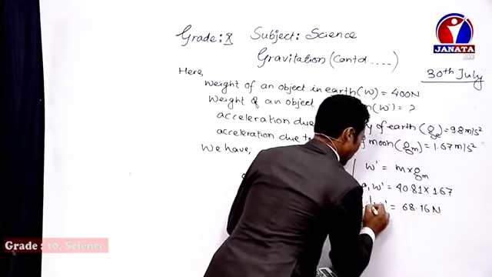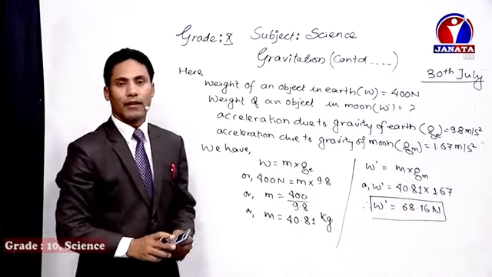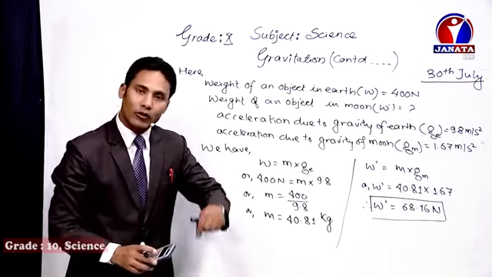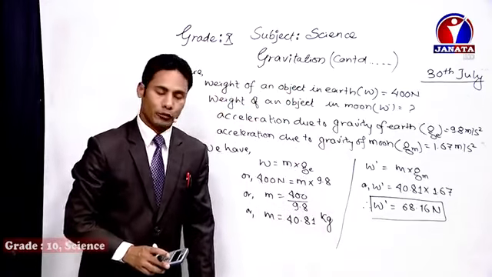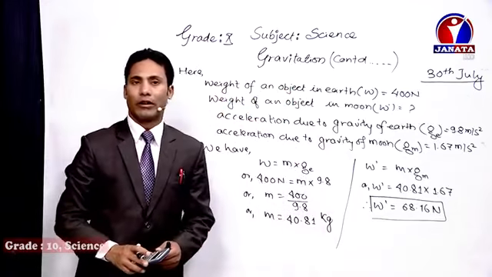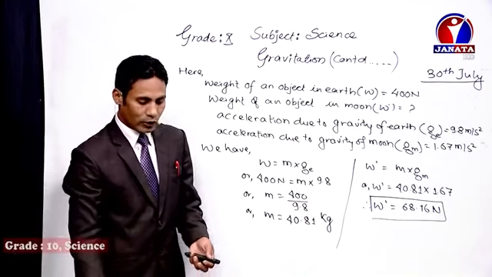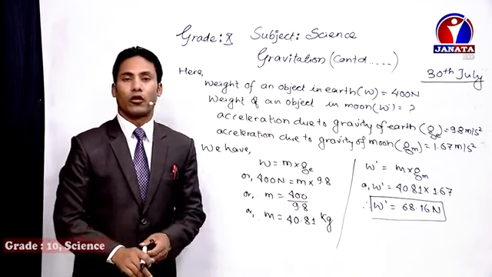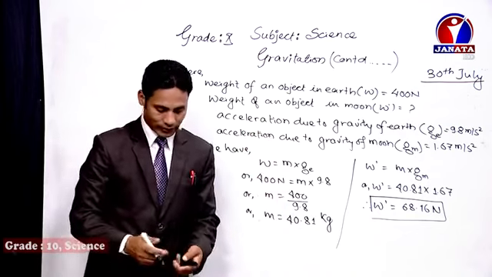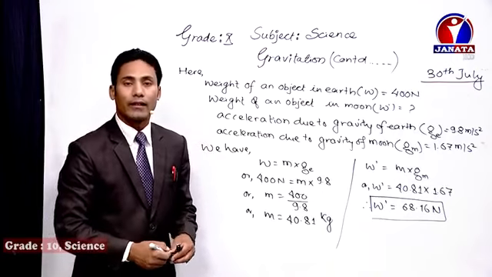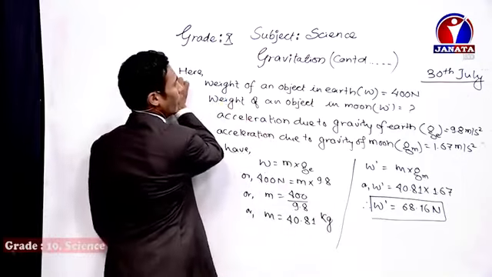So the object which weighs 400 Newton on the Earth's surface will weigh 68.16 Newton on the moon. So this is the numerical problem related to weight, and this is the continuing class of the previous one. Like this process, we can solve numerical problems. So next, let's see free fall and weightlessness. Let's see what free fall and weightlessness are.